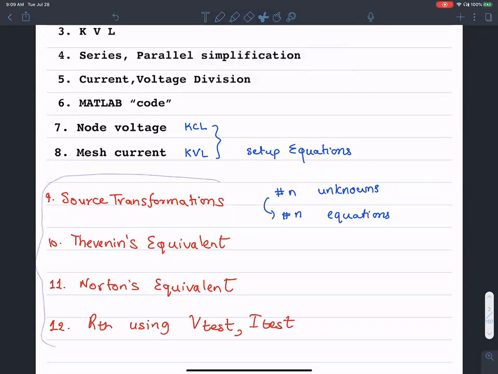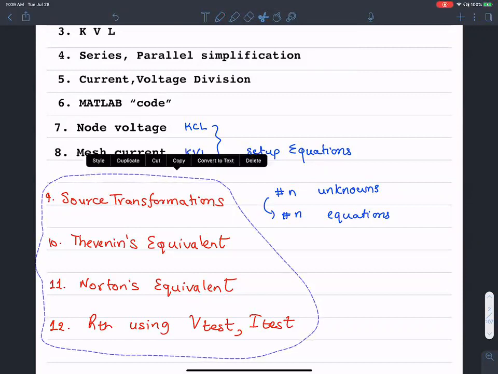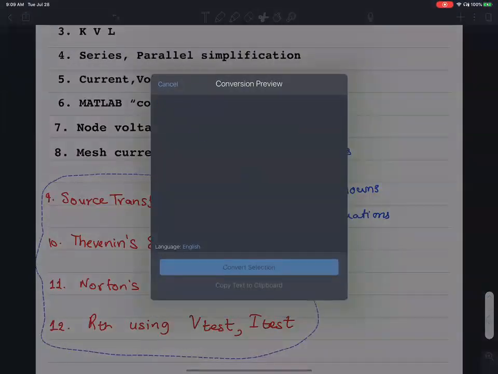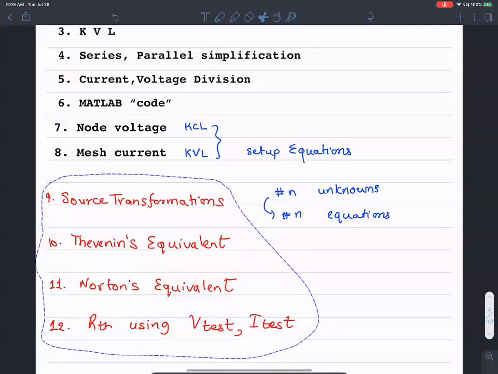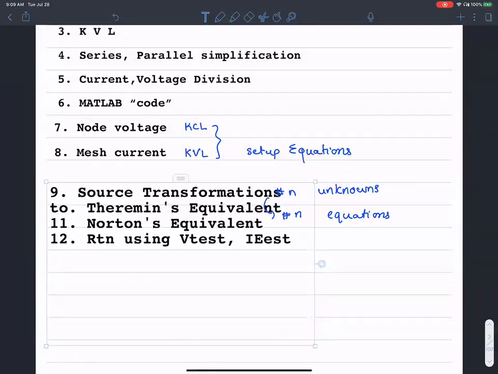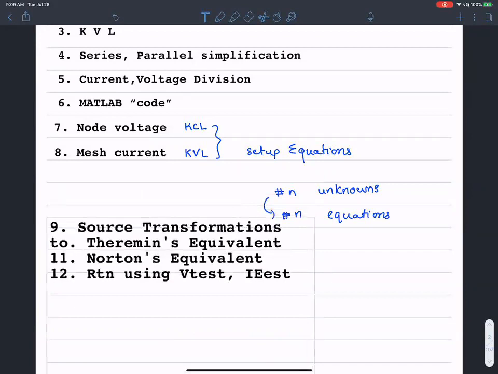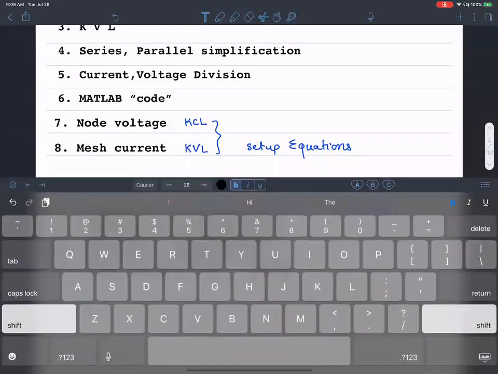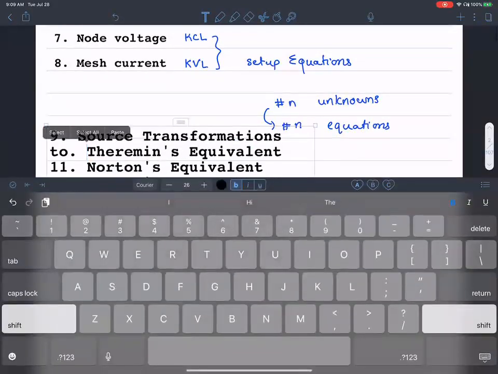Let's see if the converted text tool is any good. Cool. Accepting a few 7 minutes.